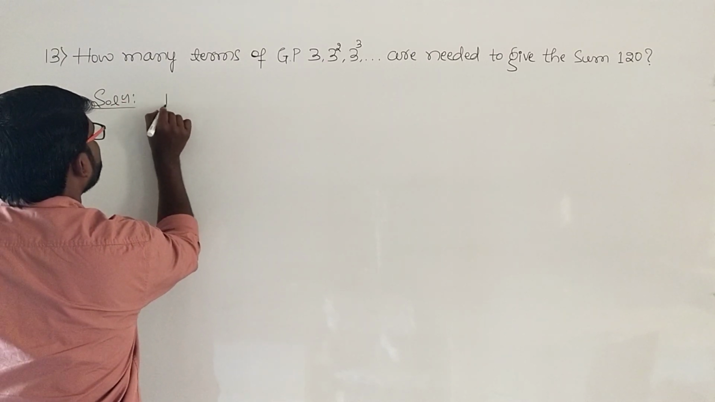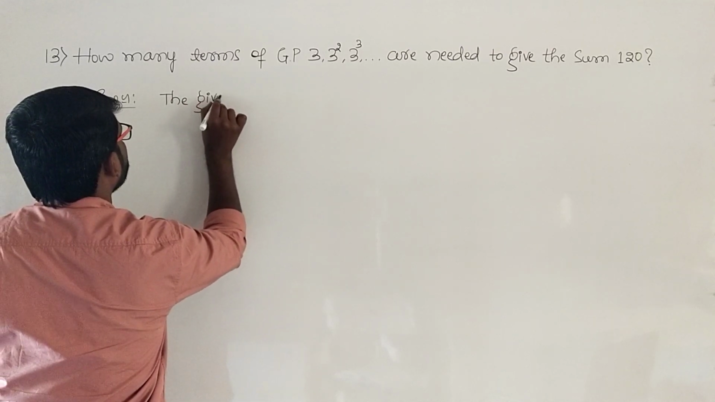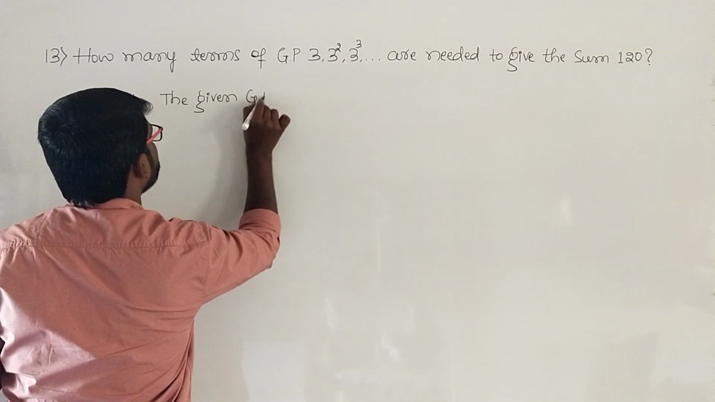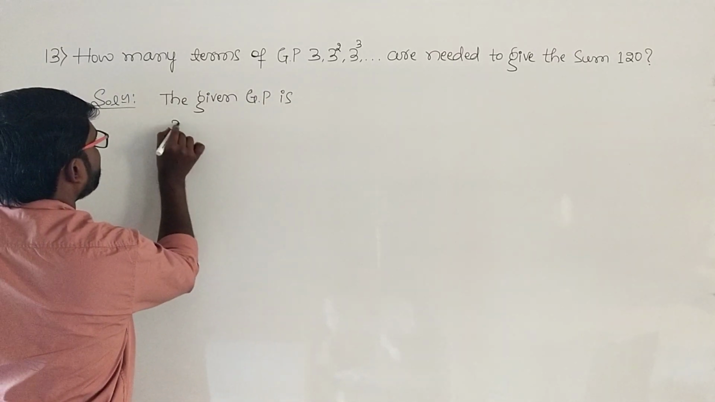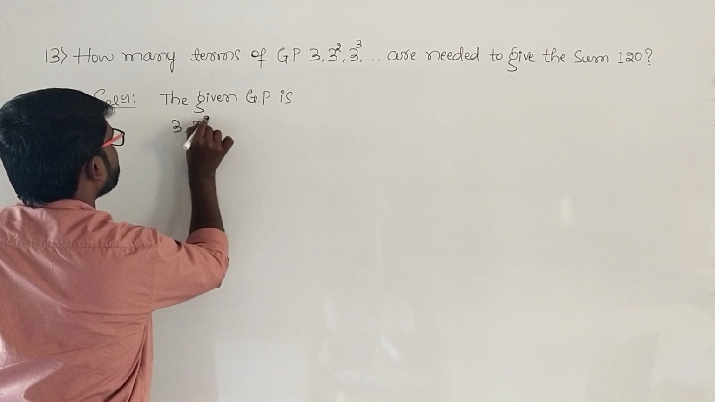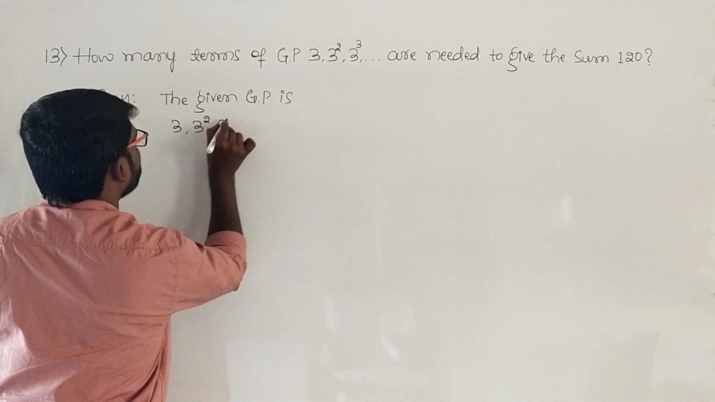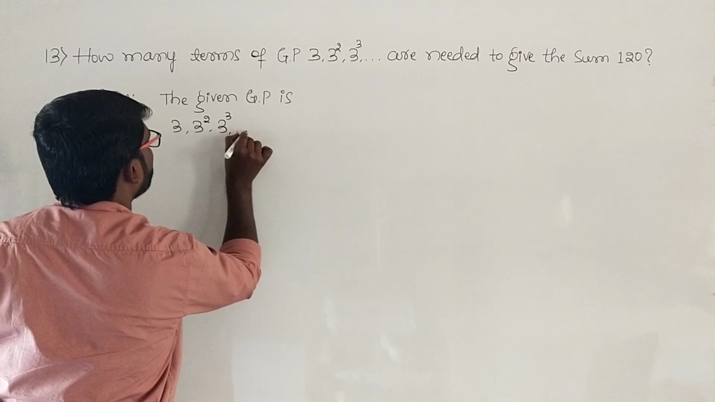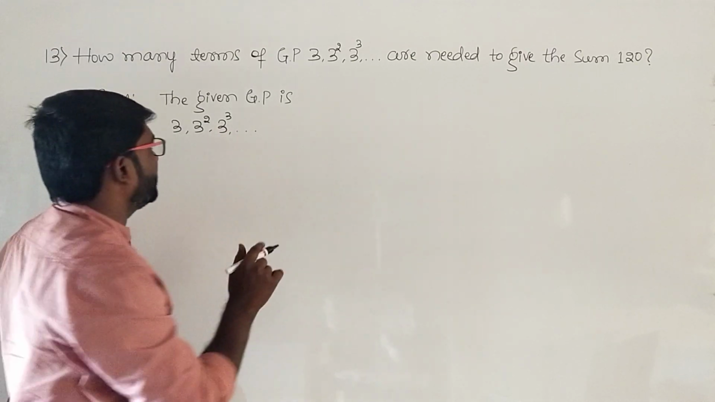So the given GP is 3, 3 square, 3 cube, so on, and he says the sum is 120.